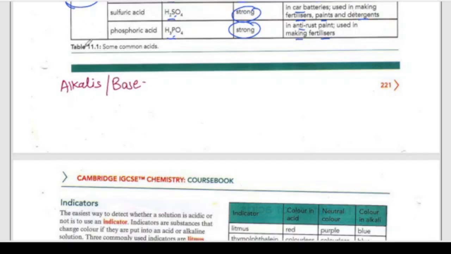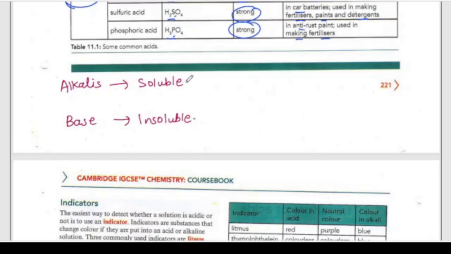But we should know the basic difference between alkalis and bases. Let's understand, because we use these terms quite similarly, right? So alkalis are the bases which are soluble in nature, which are soluble in water. And when it comes to bases, bases are actually insoluble in nature. They are insoluble in water.